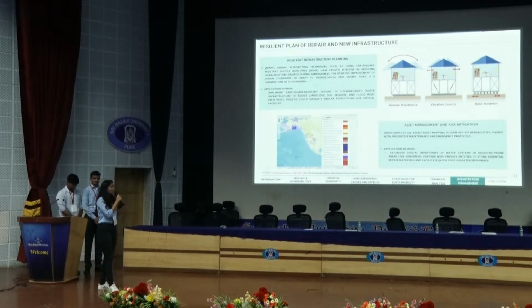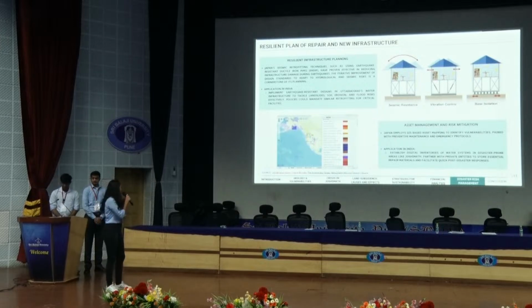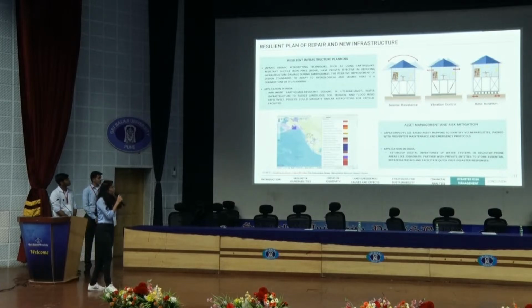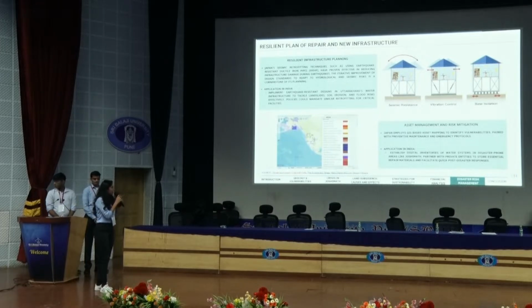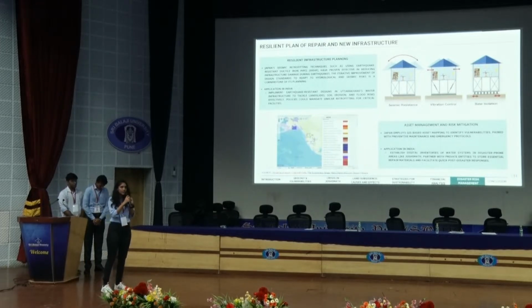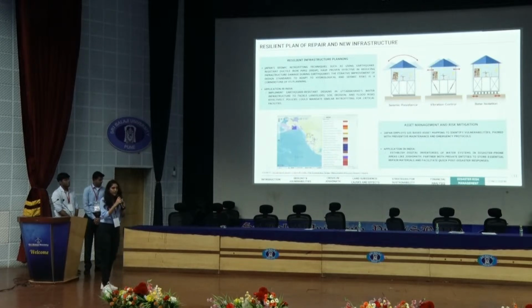Second, coming to asset management and risk mitigation. As mentioned earlier by my partner Darshit, Japan employs GIS-based asset management and mapping to identify vulnerable areas. As you can see in the picture on the left about GIS technology used, the areas which are more vulnerable and prone to a disaster are being identified with the technology, and preventive measures are suggested. Similar technology can be used in areas of Uttarakhand where we can take preventive measures beforehand.